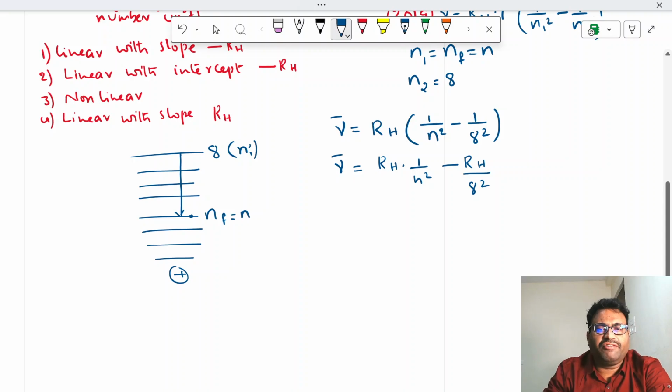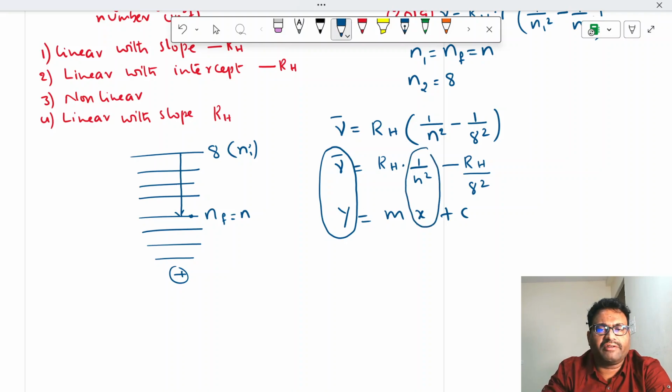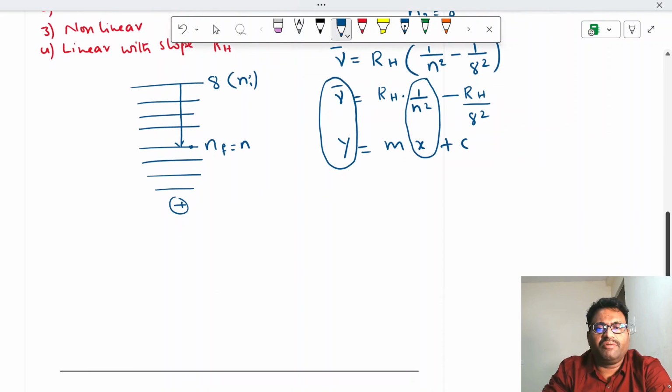Then if you equate with the equation of the straight line, y is equal to mx plus c, what do you get? On the y-axis, what is taken? Nu bar. On the x-axis, what is taken? 1 by n square, right? Then what will be the slope? Slope is m, that is equal to RH, positive slope.